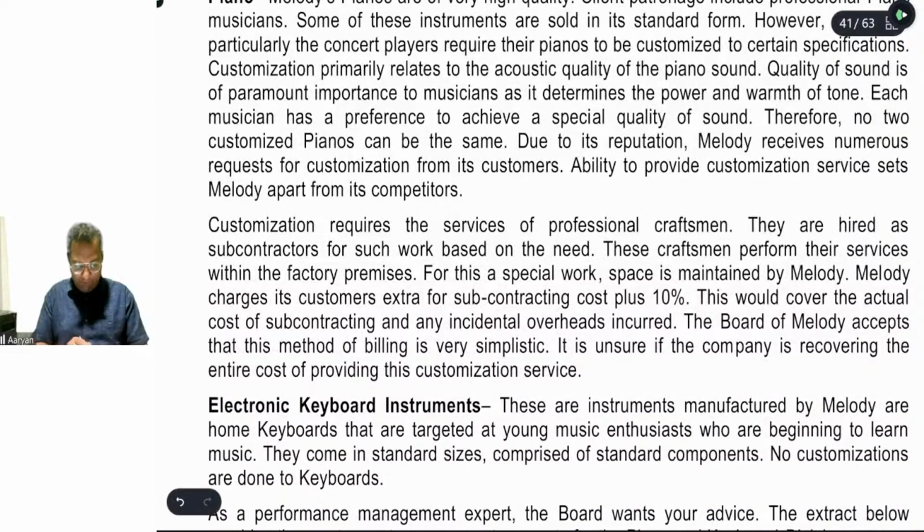Customization requires the services of professional craftsmen. They are hired as subcontractors for such work based on the need. Whenever we have to customize the piano, we hire professional craftsmen whenever we require them. They are not permanent employees of the company. These craftsmen perform their services within the factory premises. They are outsourced, but they will come into the factory premises and provide us their services whenever needed. For this special work, space is maintained by the company.